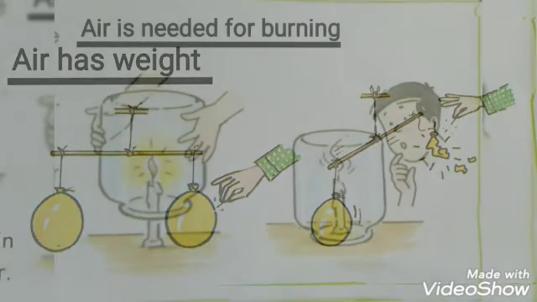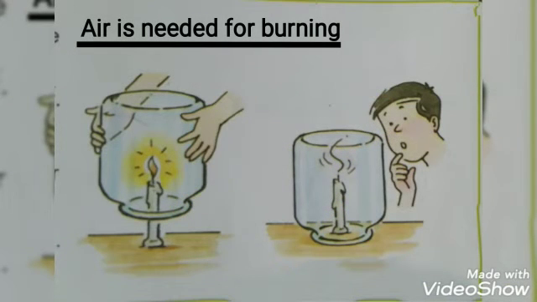Now, next experiment: air is needed for burning. Take a candle and light it. Cover the lighted candle with a glass jar. After a little while, it goes off. Do you know why? Because you have cut off the air supply with the jar. So, the candle cannot burn. The oxygen in the air is what helps things to burn. No air means no oxygen. This shows that air is needed for burning.